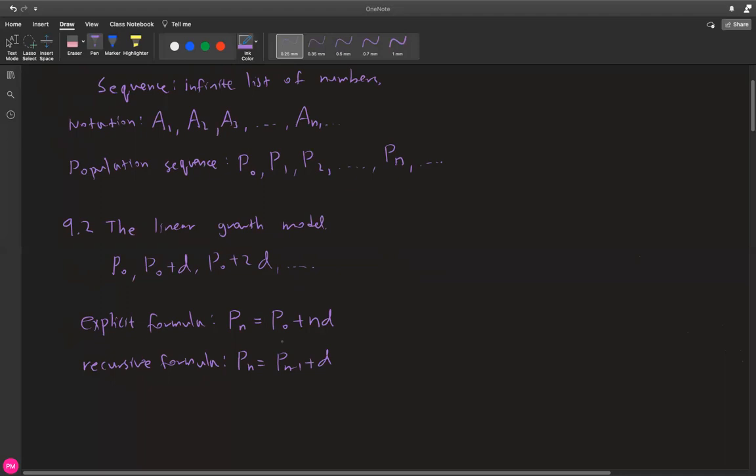When it comes to the explicit formula, you can simply plug in the number n into the formula to find the nth generation. So if you want to find the population after the fifth generation, you would plug in 5 in there. Here, the notations would be p sub 0 is the initial population, n is the generation, and d here is called the common difference.